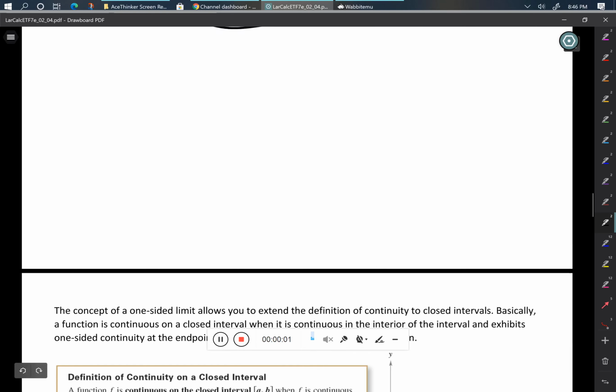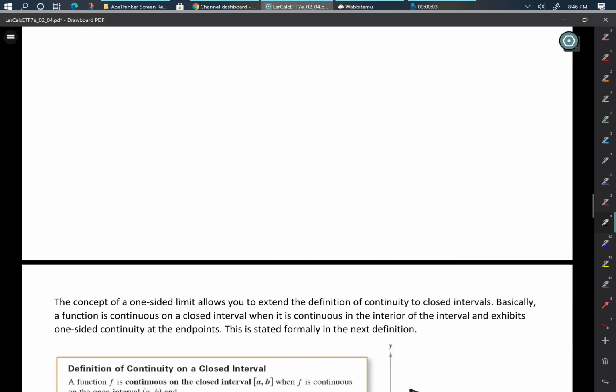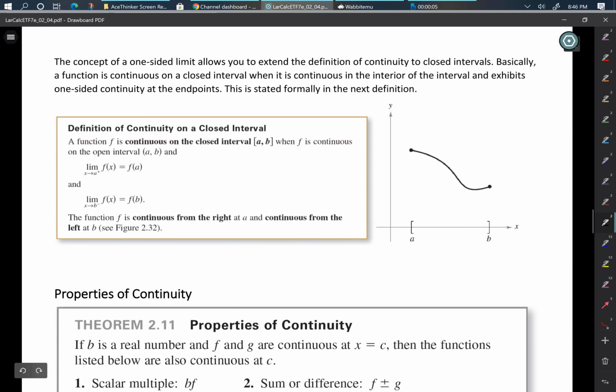All right, so here we go with part 2 of section 2.4. We're going to take the idea of one-sided limits and keep talking about it. We're going to use that idea of one-sided limits to discuss continuity on a closed interval. That is, to find out where a function is continuous and how it could be continuous on a closed interval.